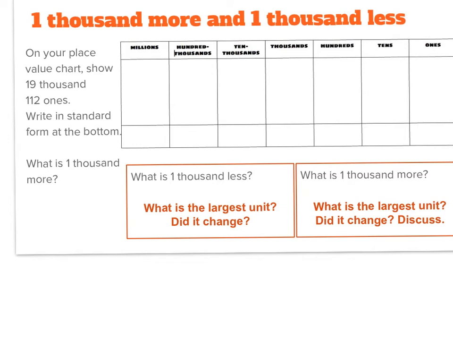On your place value chart, show 19,112 ones. So let's add 1 10,000 and 9 thousands. 1, 2, 3, 4, 5, 6, 7, 8, 9. So 1 10,000 and 9 thousands is the same as 19 thousands. And then I need to add 112 ones. 110, two ones. So I've just modeled 19,112 ones.